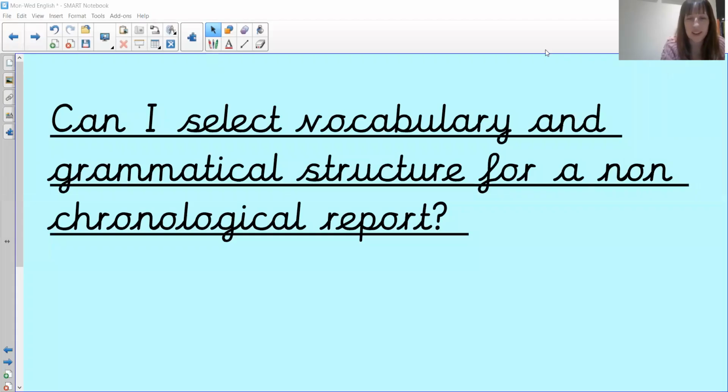Hello, Year 5. We're going to carry on with our Can I from yesterday and finish off our non-chronological reports today. So we're going to be thinking particularly about different types of sentences in our writing.